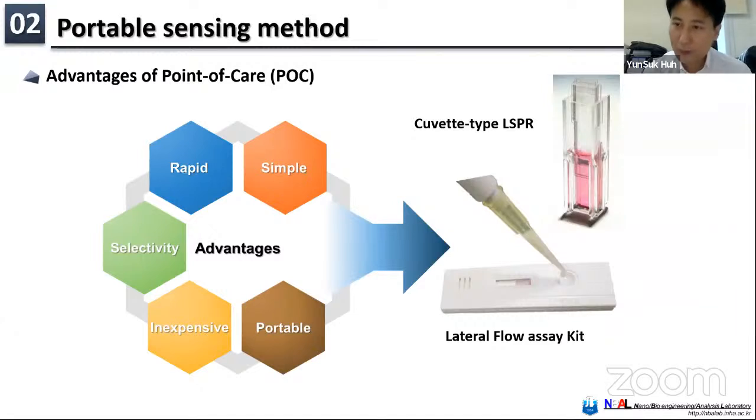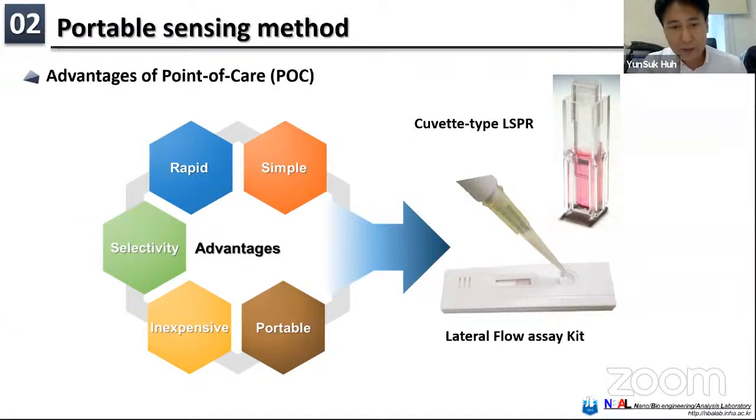And the portable aspect is more important there. So that is why we call it portable sensing technique, and otherwise point-of-care techniques. Compared to conventional detection methods, the advantages of portable and point-of-care sensors, such as LSPR, LFA, or colorimetric changes, are that they are generally rapid, simple, and sensitive.